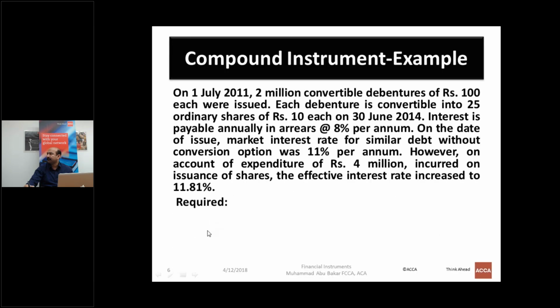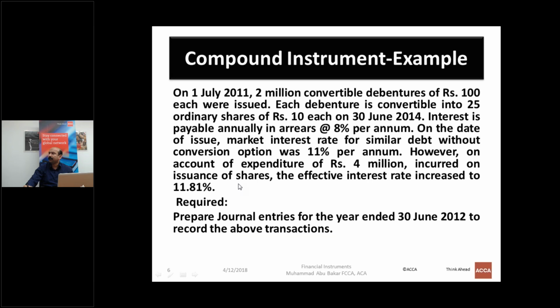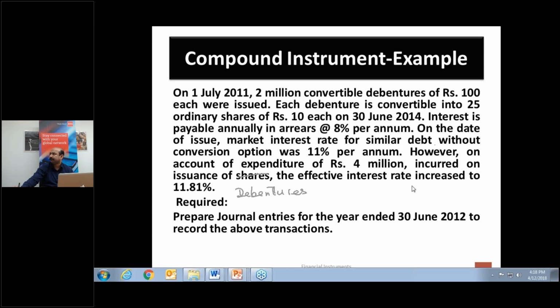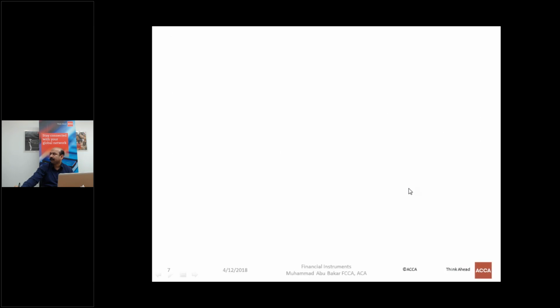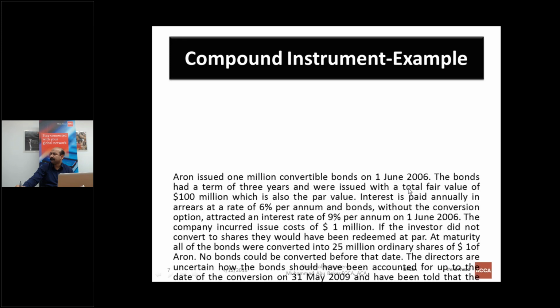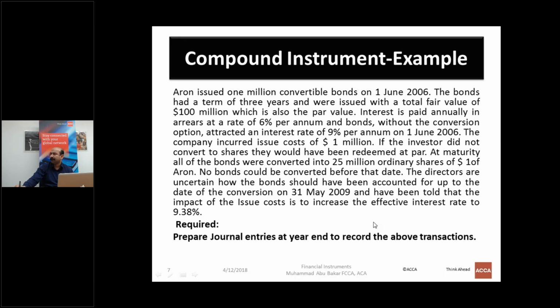So this was the example which we discussed. Just make a small correction over here: instead of shares, debentures. This is the issue cost of these debentures. So this is a small correction, please note it. Then this is another small example.